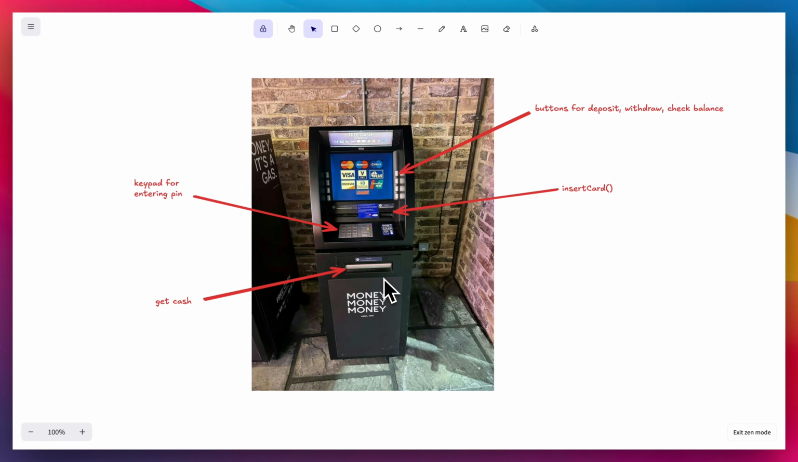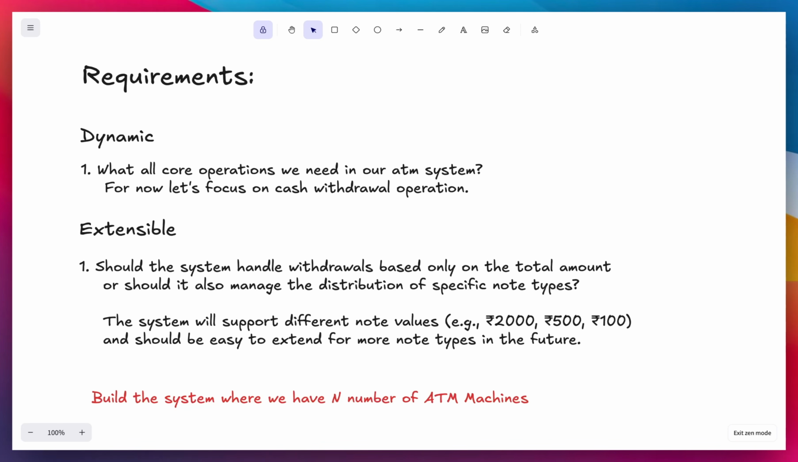Now let's try to gather the requirements based on whatever we have understood. Just now we saw that our ATM machine has lots of operations, isn't it? And obviously in the interview, we won't be able to cover all the operations. So we need to ask the interviewer what core operations we need to implement in our ATM machine. All right. So let's say the interviewer asks us to implement this cash withdrawal operation.